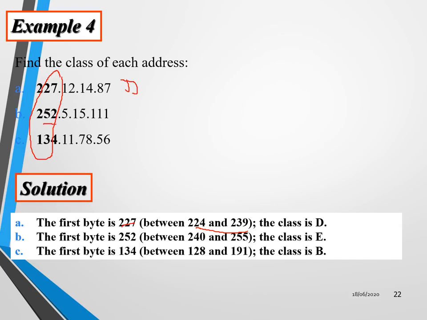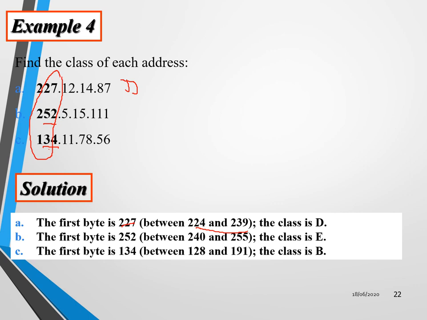Next one is 252. It ranges between 240 to 255, so it belongs to class E. Next is 131, sorry, 134. It comes between the 128 to 191 range. So it belongs to class B. So students, we don't need to worry about the classes. We just have to check the first byte or the first octet for identifying the class of the given address.